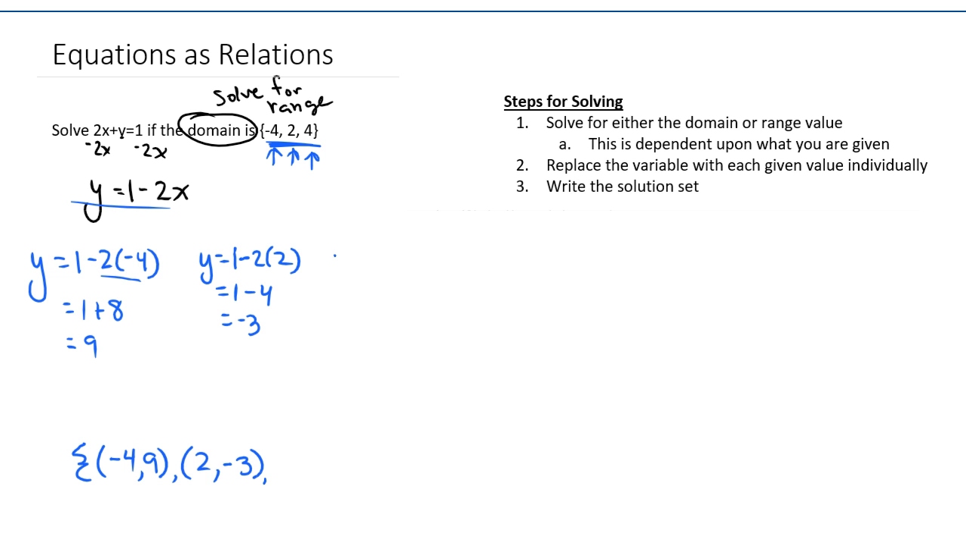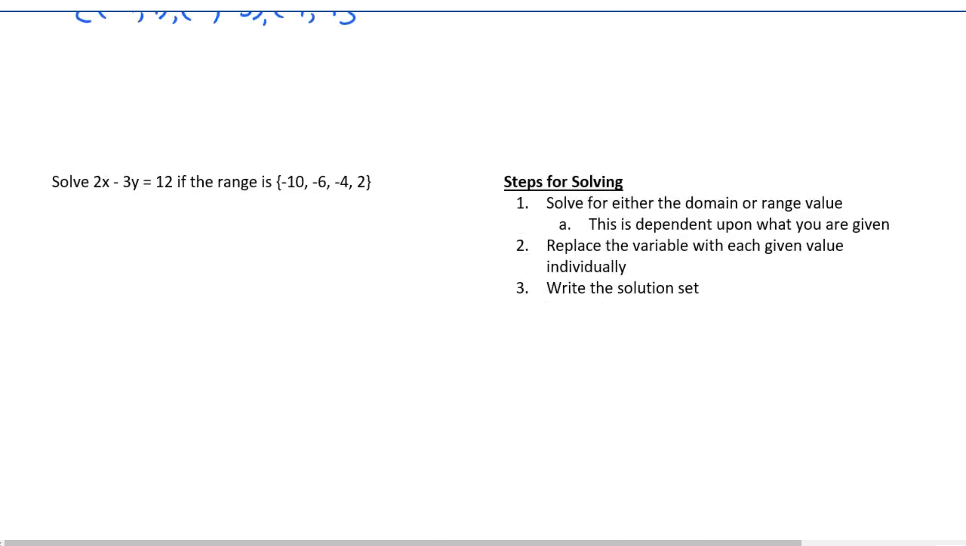And our last one, we say y equals 1 minus 2 times 4. So that's 1 minus 8. 1 minus 8 is a negative 7. So we have the coordinate of 4, negative 7. So we see then that our solution set is negative 4, 9, 2, negative 3, and 4, negative 7. So you need to do that for each domain value that they give you. Let's take a look at another one.